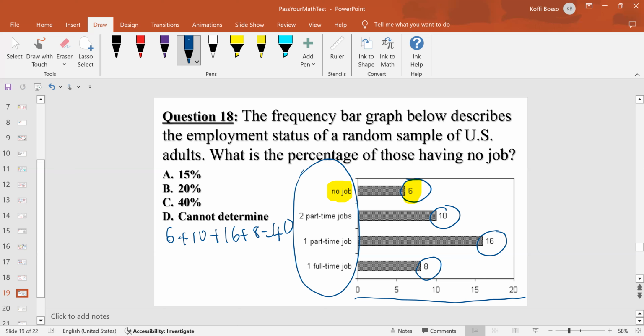Now the percentage here will be, because they ask for no job, you take 6 divided by the total number of people, which is 40, and you multiply by 100. If you do that, the answer is 15. So that gives you A as the correct choice. 15%.